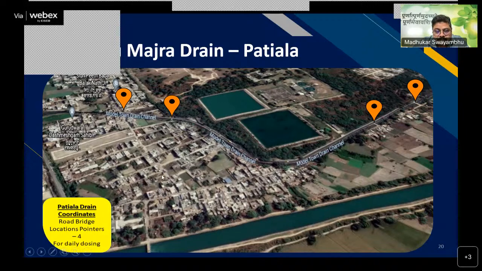The chikungunya and dengue outbreak was also at the peak in this particular area every year. Now, this drain was to be treated. These are the points of intervention. Our approach is very simple. We study the water body first.